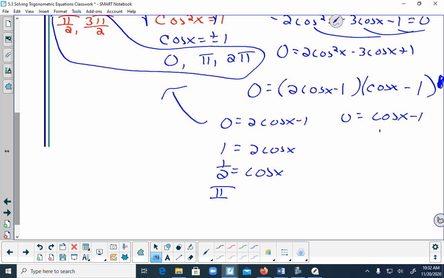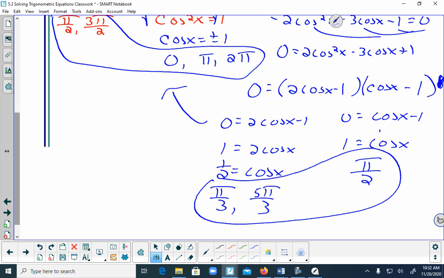That happens at pi over 3. And the next time it's positive is 5 pi over 3. Remember, I'm only doing positive because I didn't have to take the square root. It's not plus or minus. Here I add 1, and I get 1 is equal to cosine of x. So when is the cosine of x equal to positive 1? That happens at 0 and 2 pi. So these are my answers, just those 3.